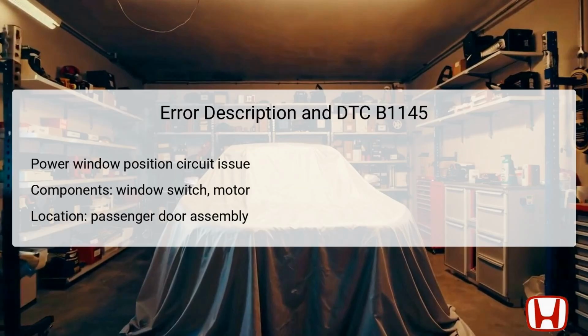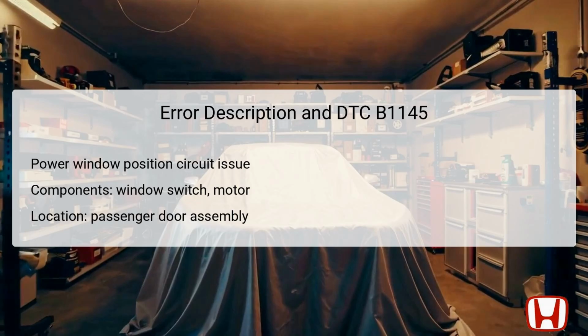The error description associated with DTC B1145 pertains to a malfunction in the front passenger's power window position detection circuit. This circuit plays a vital role in determining the position of the window, and it relies on components such as the power window switch and the motor.